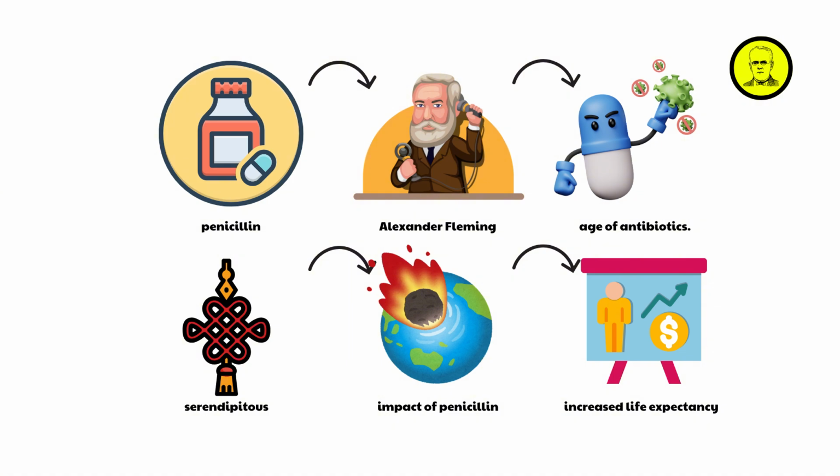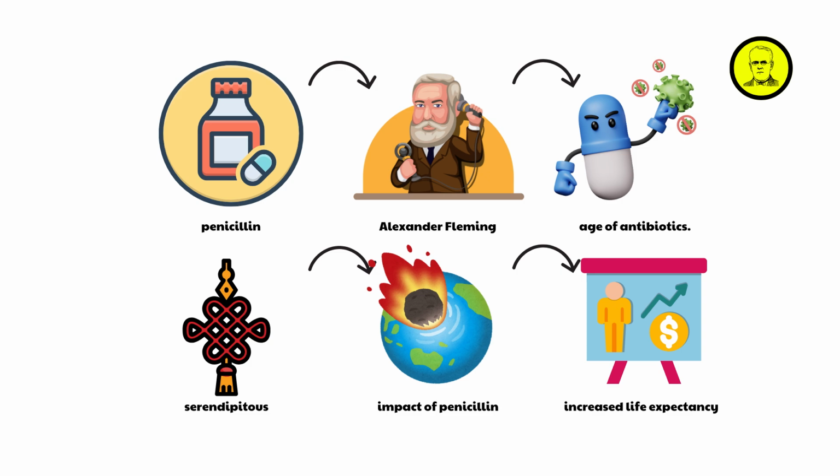Fleming's discovery was famously serendipitous. He noticed that mold contaminating one of his Petri dishes had created a bacteria-free circle around itself. This observation led to the isolation of penicillin and the realization of its potential as an antibiotic.